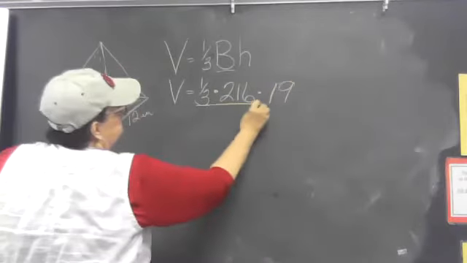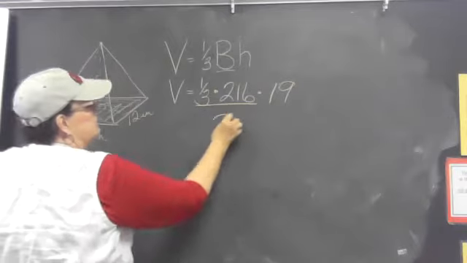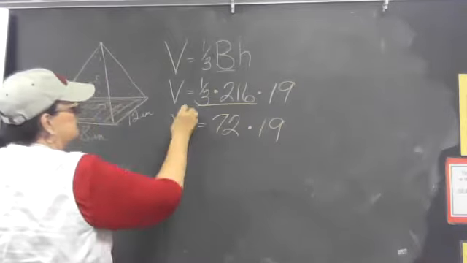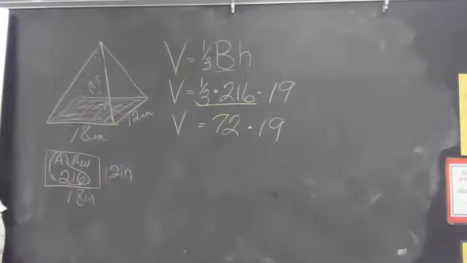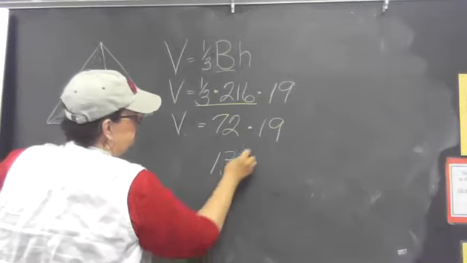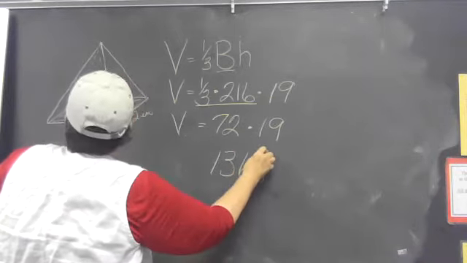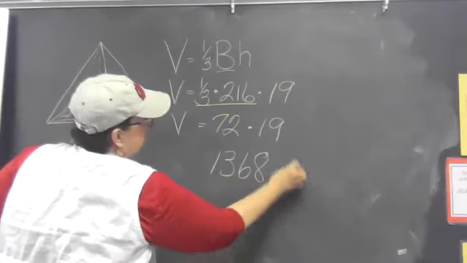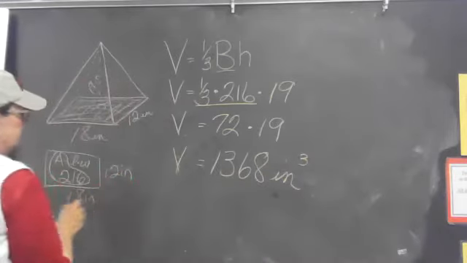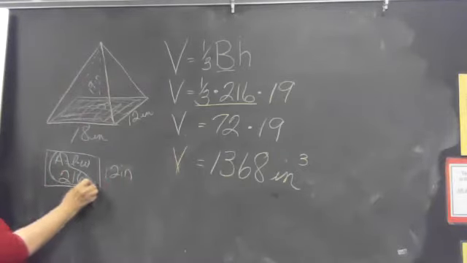So if I do this, I've got 72 times 19. That's where I got 72 from, one third of 216. And I don't have a calculator, but I bet I have the answer on this. 1,368 inches cubed, because we're finding volume. This one down here was inches squared because it was just area.